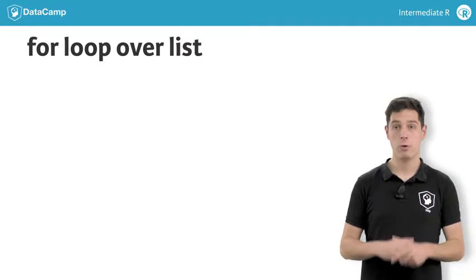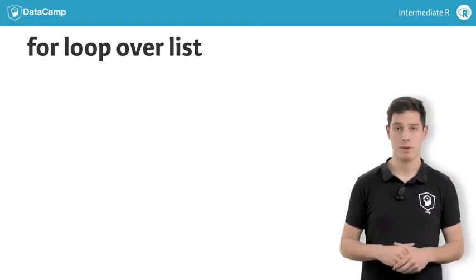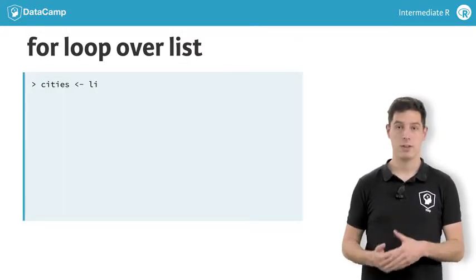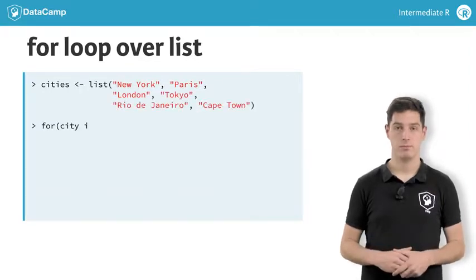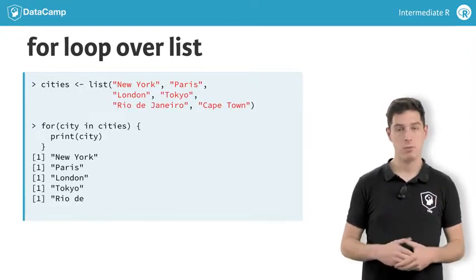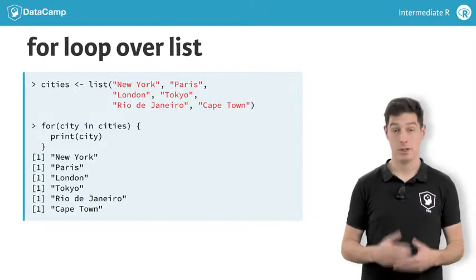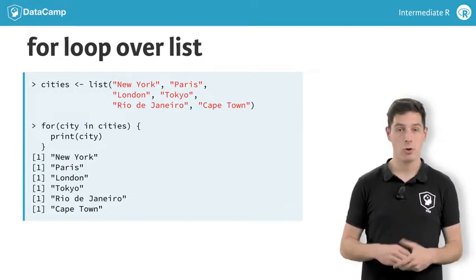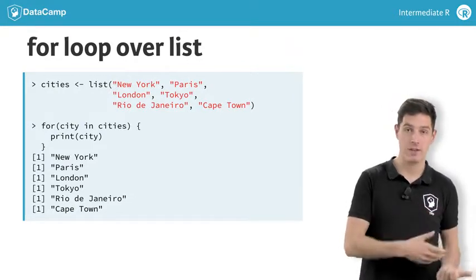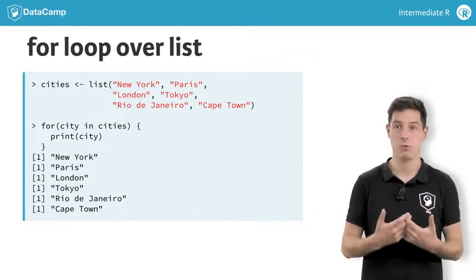The for loop does not only work on vectors, it also works with lists, for example. Suppose that the cities vector is a list instead of a vector. The exact same for loop as we've been using before can be used for lists, and the result is exactly the same. So there's no need to worry about the difference between subsetting vectors and lists, because the for loop does this all for us.